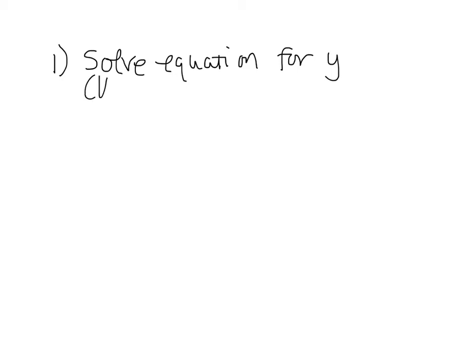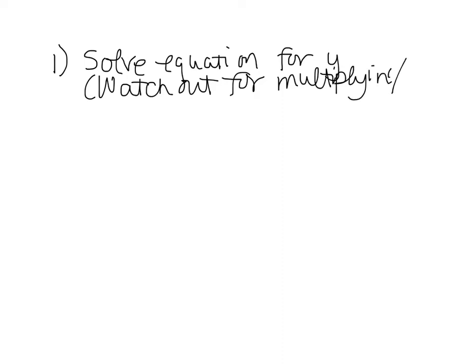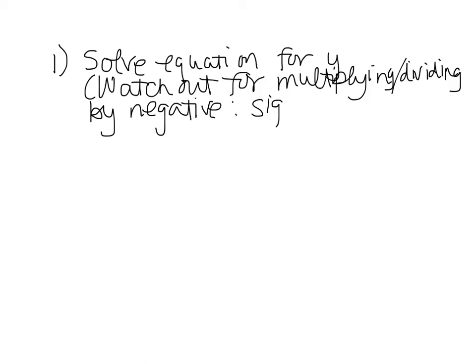The first thing you want to do is solve the equation for y. Not all of them are already in slope-intercept form. Here, don't forget to watch out for negatives. When you're solving, watch out for multiplying or dividing by negatives. The sign flips. That's the hard thing to remember throughout this chapter.